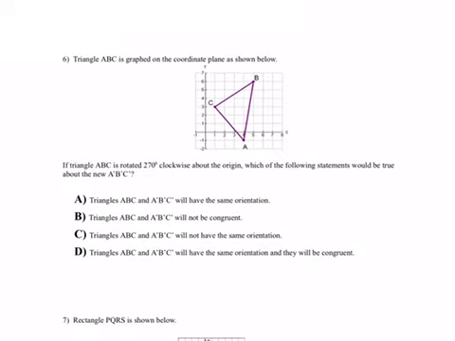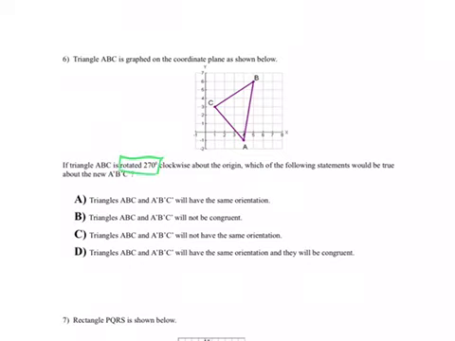So number 6, it says triangle ABC is graphed on the coordinate plane as shown below. It says if triangle ABC is rotated 270 degrees clockwise about the origin, which of the following statements would be true? We don't actually have to work anything out on this one. We just got to go with what we know. So A, it says they will both have the same orientation. Well, if I'm rotating it, they will not have the same orientation.